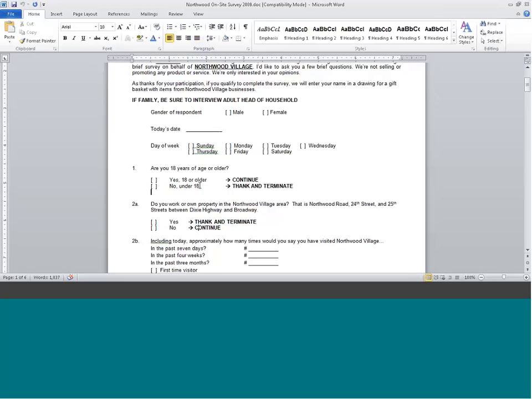Okay. The next one, so again, question 1 is a screening criteria question. So is question 2, which is 2A. Do you work or own property in the Northwood Village area? Okay, so again, this is a screening criteria. We know that because there's a thank and terminate and a continue. Interestingly enough, they don't want people that own property or work at the Northwood Village area to be part of this survey. So let's go down and talk a little bit about some more questions here.